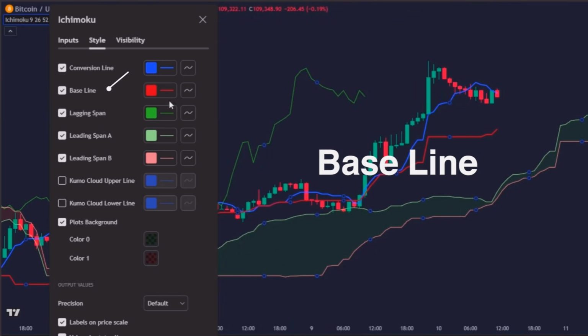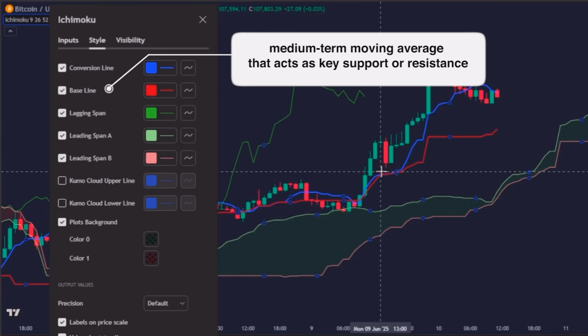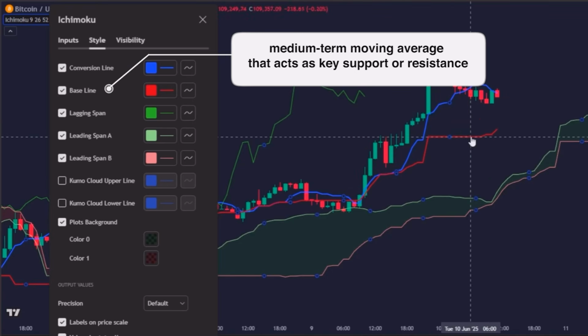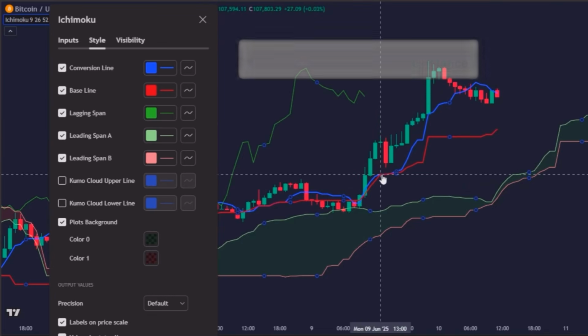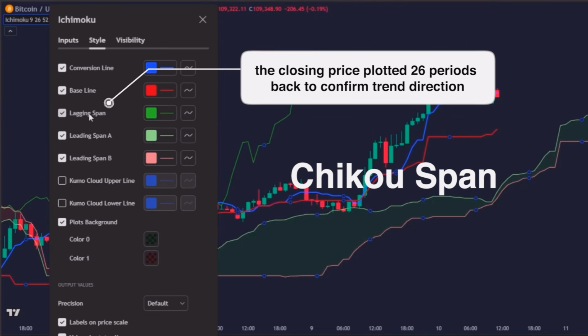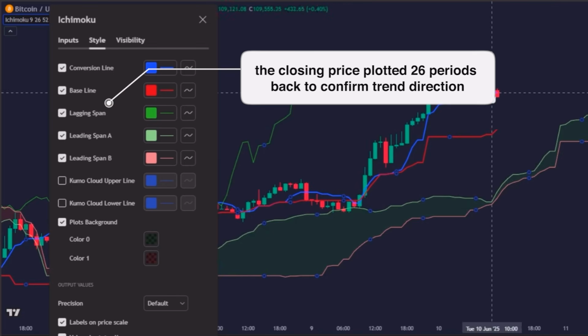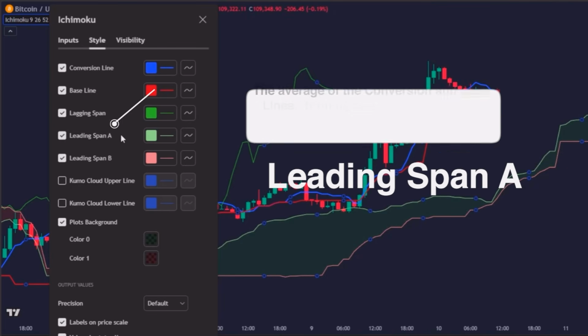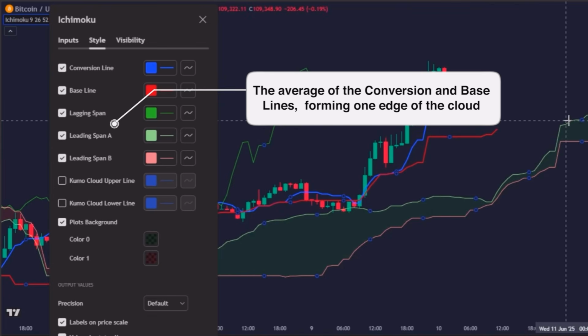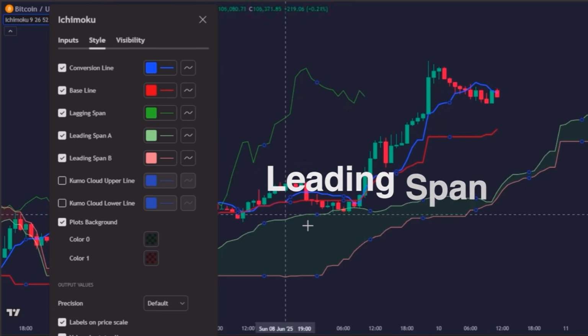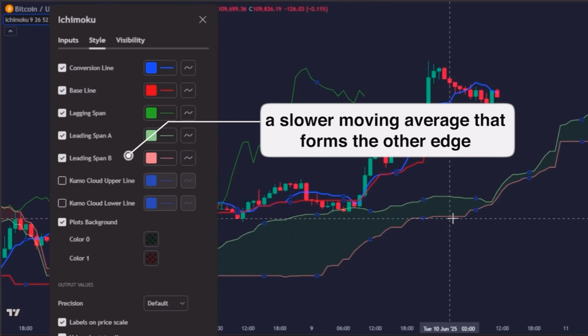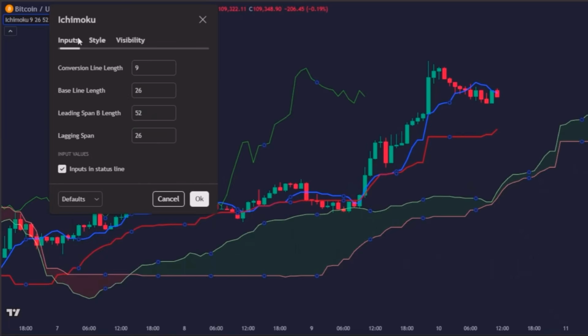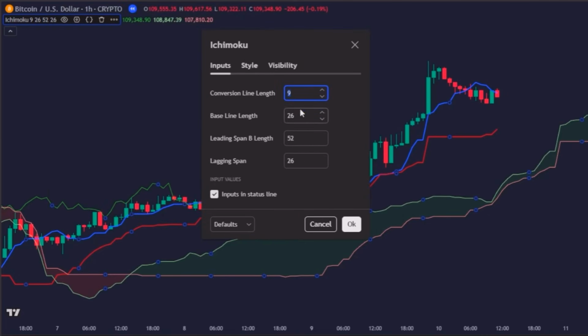The indicator has 5 main components: the conversion line or Tenkan-sen, a short-term moving average that shows market momentum, the baseline or Kijun-sen, a medium-term moving average that acts as a key support or resistance, the lagging span or Chikou span, the closing price plotted 26 periods back to confirm trend direction, then the leading span A, the average of the conversion and baselines forming one edge of the cloud, and the leading span B, a slower moving average that forms the other edge. Regarding the settings, we'll be using the default ones, which are 9, 26, 52 and 26.